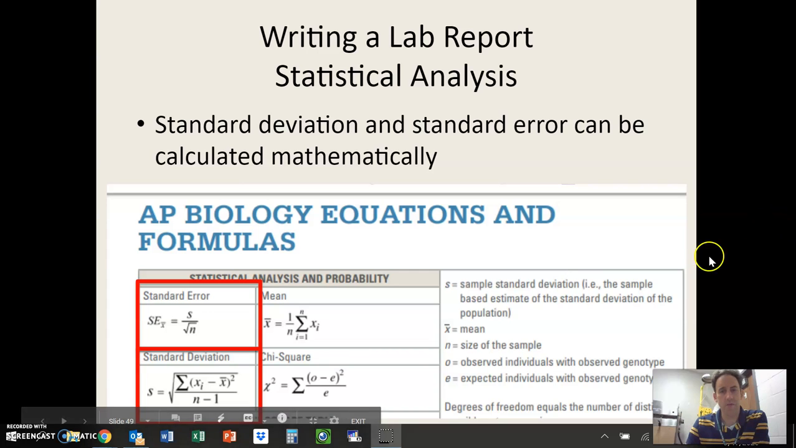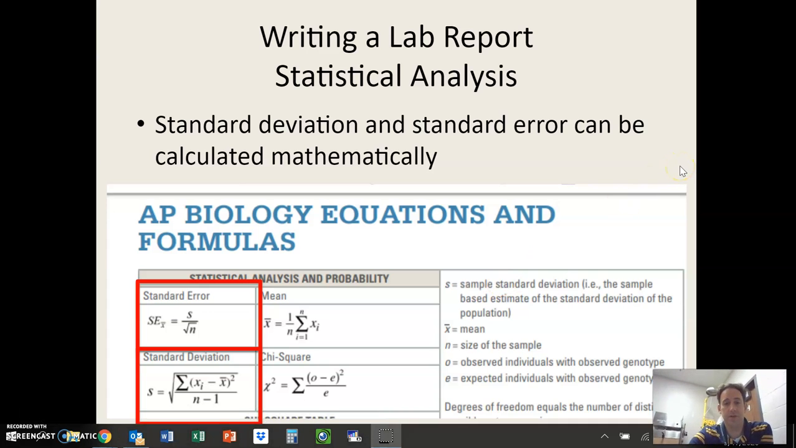Hello, in part one, we talked conceptually about standard deviation and standard error. And so now in this part two, what we're going to do is look at how you actually calculate these things.